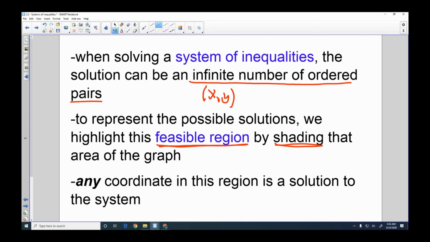The neat thing about this feasible region is that for any coordinate in that region, so I have this whole shaded area, pick any X and Y in there, plug that X and Y into the inequalities, and it's going to make both of those inequalities true. So it's a whole bunch of these infinite ordered pairs. Again, don't worry about writing all this down. It is posted online later, but I just want to get you thinking about what we're doing here.